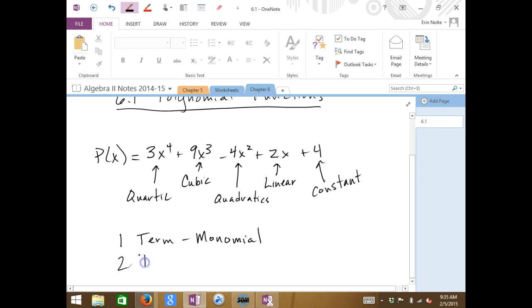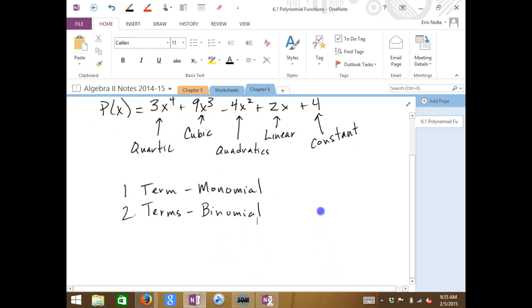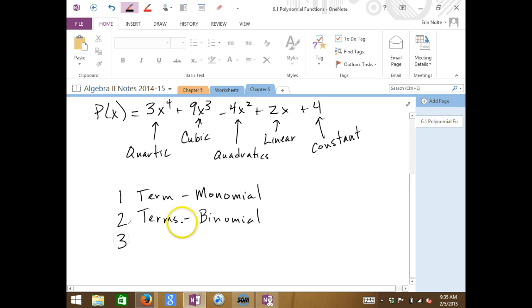Okay, what about two terms? Binomial. Bi, very good. Binomial. Okay, what about three? Nice, now you guys got it. Trinomial. What about four?